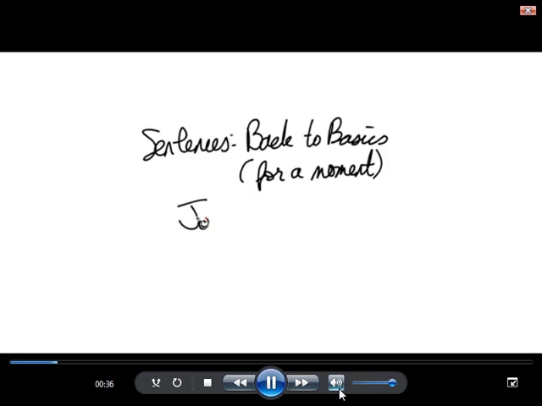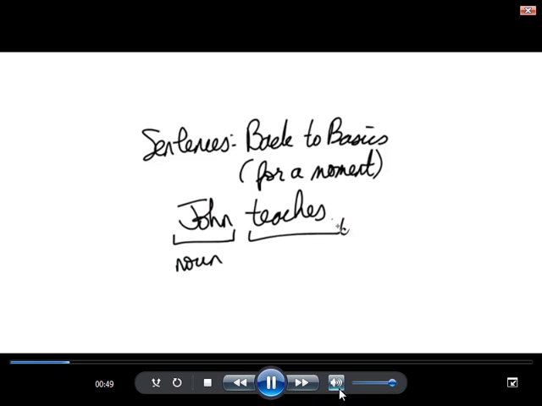John teaches. Right? If I ask people, well, identify parts of it. If I ask people to identify the parts of this, they might say, well, this is a noun and this is a verb. Maybe you're right. But that's just identifying what type of word this is, right? It's like saying that's a maple tree and that's a rose, right? It doesn't tell me how these words work together, what function they play in this sentence.